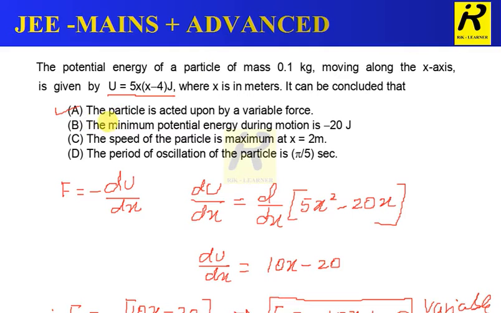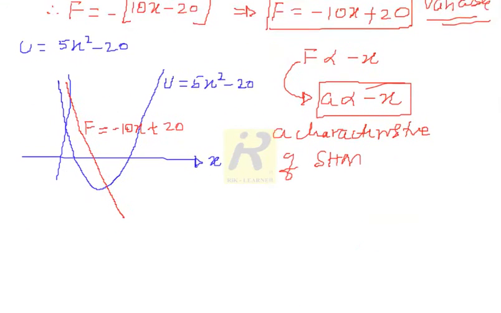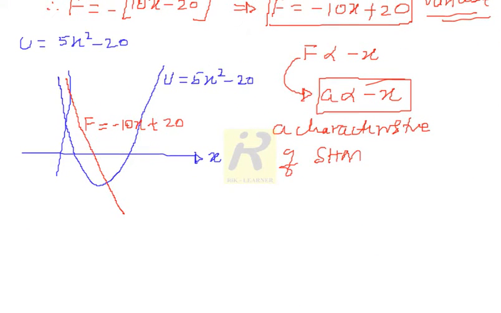So let us think about B. The minimum potential energy during motion is minus 20 joules. In the graph itself, you can observe the minimum energy: the blue colored parabolic path will take a minimum value somewhere here. This is U minimum. So they are saying that this energy is minus 20 joules. We have to check whether it is right or wrong.